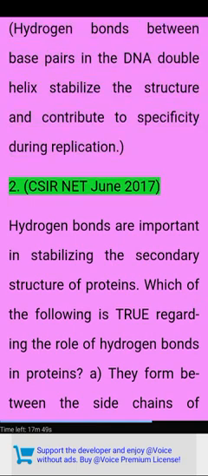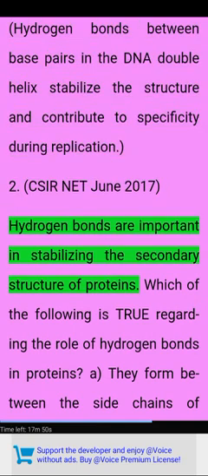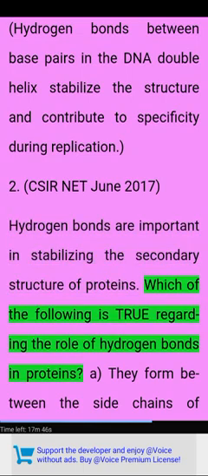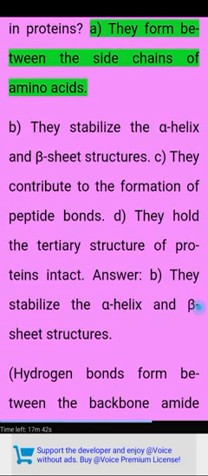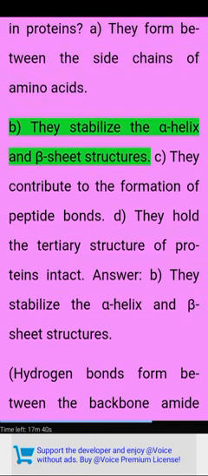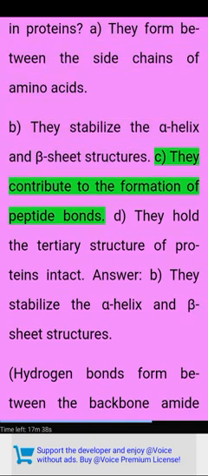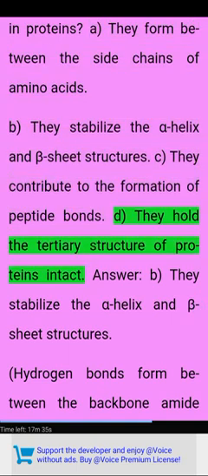2. CSIR NET June 2017. Hydrogen bonds are important in stabilizing the secondary structure of proteins. Which of the following is true regarding the role of hydrogen bonds in proteins? A. They form between the side chains of amino acids. B. They stabilize the alpha helix and beta sheet structures. C. They contribute to the formation of peptide bonds. D. They hold the tertiary structure of proteins intact.